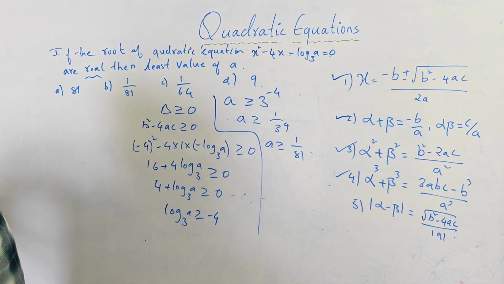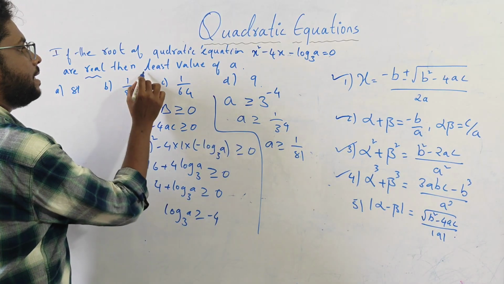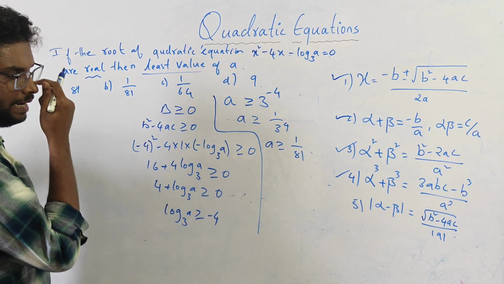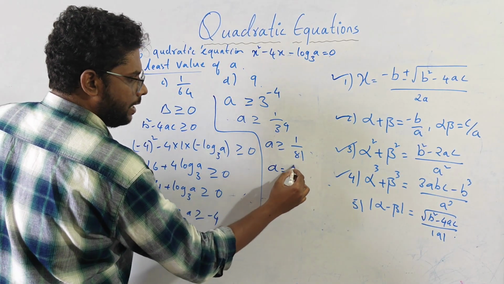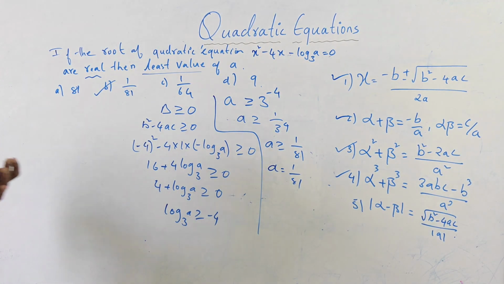So they are asking, see, a value can be greater than or equal to 1 by 81. But they are asking us what the least value is. What is a's least value? Least value is nothing but 1 by 81 only. So option B is correct for this question. Okay. Now let us see one more JEE question.